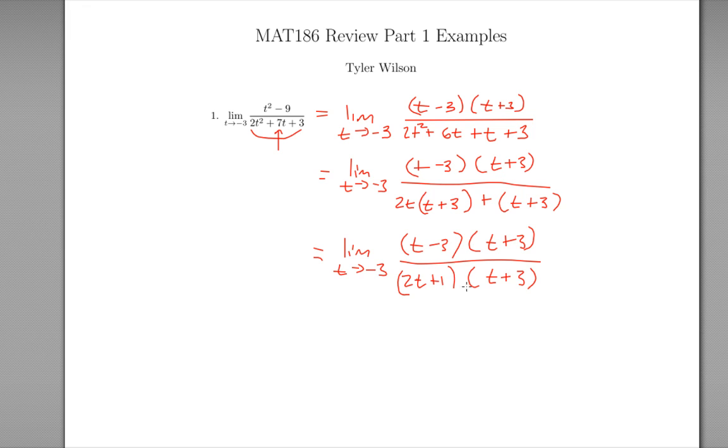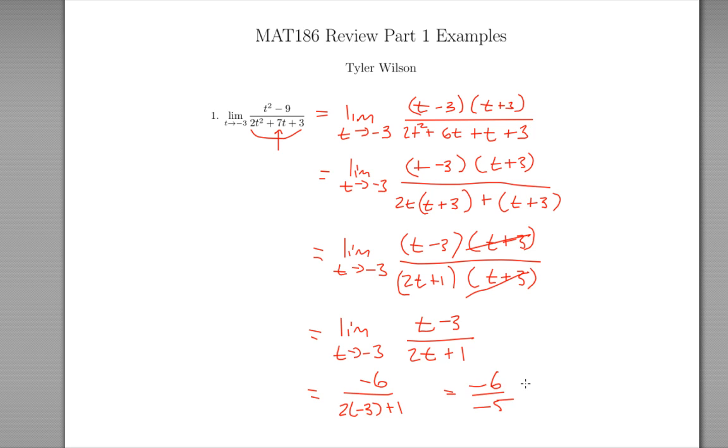And now we're in a position that we can actually cancel out the t plus 3's from the top and the bottom, which is good because this t plus 3 factor here is what was actually causing us all the problems when we tried to plug in t equals -3. So now we're just left with the limit as t goes to negative 3 of t minus 3 over 2t plus 1. And if we plug in negative 3 to all of this, this is going to be negative 6 divided by 2 times negative 3 plus 1, which is equal to negative 6 over negative 5, which is equal to 6 over 5. Okay, so that's an example of factoring to solve your limit problem.